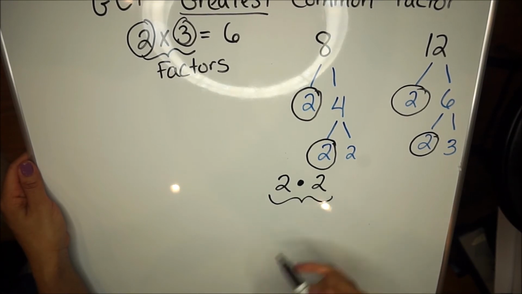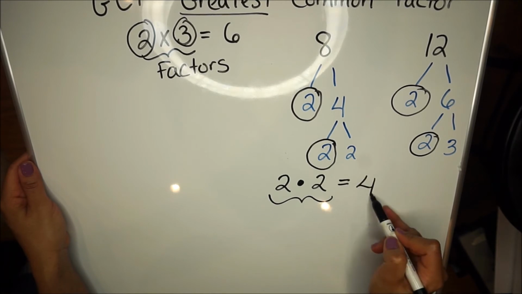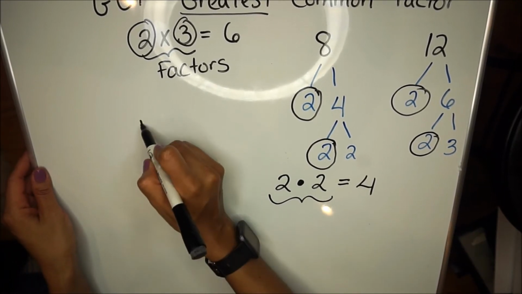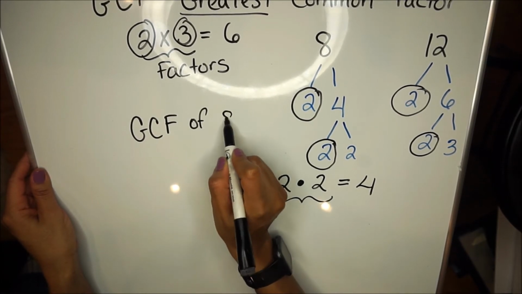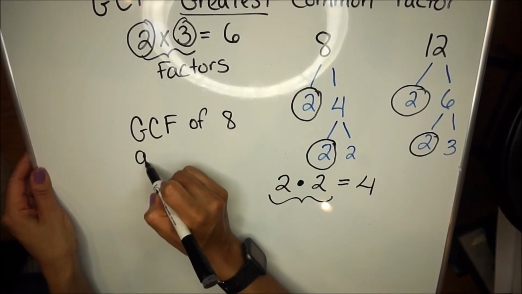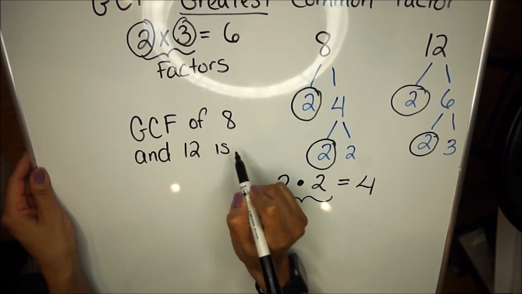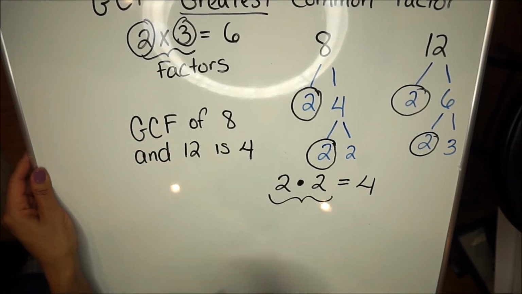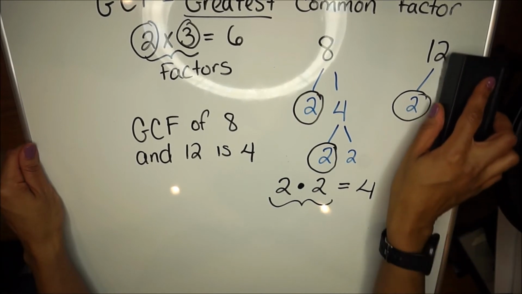Next, I'm going to solve. 2 times 2 is going to equal 4. So my greatest common factor of 8 and 12 is 4. Great. I'm going to go ahead and do another example.